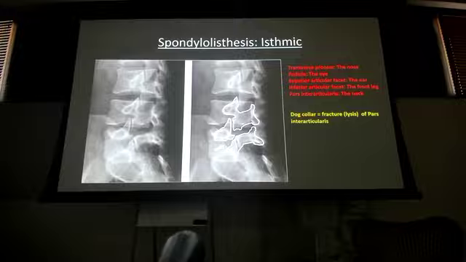This is a really good question, because then you'll tell me if you know the difference between spondylolysis and spondylolisthesis. So in order to have anterior translation, do both pars interarticularis need to be involved?